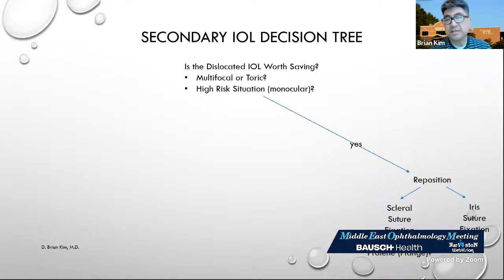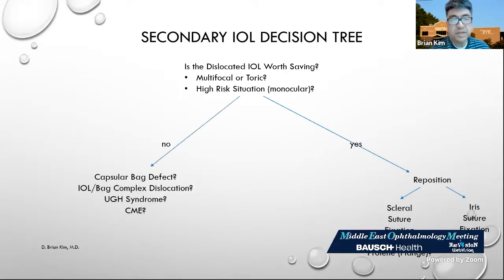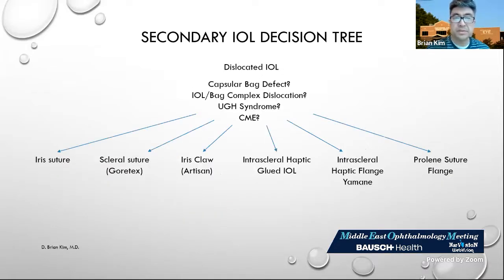And so if the lens is worth saving, then you have to think about repositioning the lens, whether you're going to do an iris suturing technique or a scleral suturing technique, using Gore-Tex, a glued IOL, or a flange, as been discussed by Dr. Carlos and Dr. Ashvin. But if the lens is not worth saving, you have to think about, is there a capsule bag defect? Is the IOL bag complex dislocated, or is the lens and the bag itself causing some type of complication, UGH syndrome, pigment dispersion, CME? And so this is what we're going to be discussing.